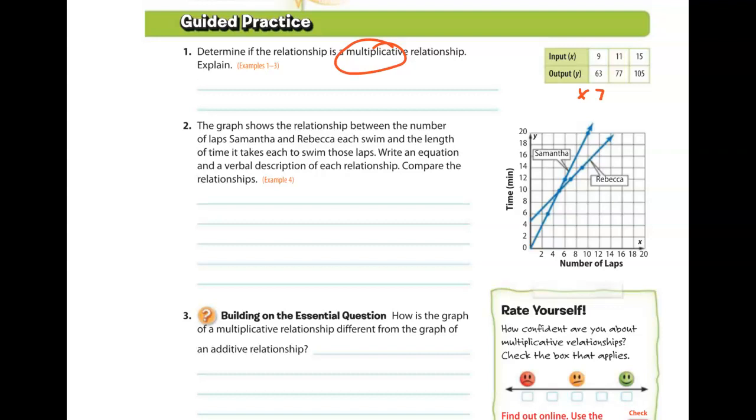I want you to go ahead and, by drawing a table, determine what the x and y values are for Samantha and write an equation for it. And then I want you to pick which equation matches hers. Then you're going to do the same thing for Rebecca. You're going to write a table for x and y values, and then you're going to determine which equation matches hers. All right. Go ahead and work on that now.